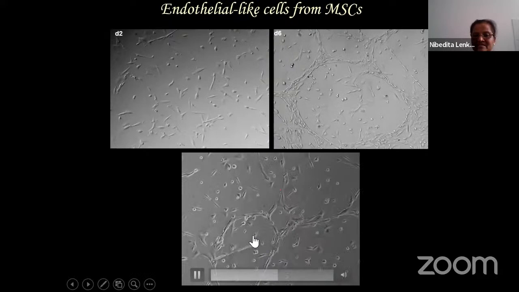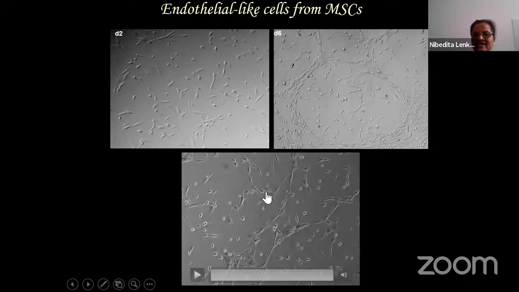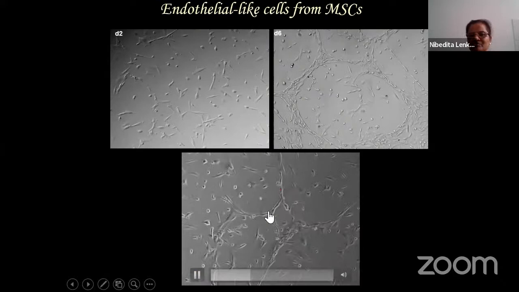They can also differentiate into endothelial-like cells. Endothelial cells form tubular structures. So endothelial tube formation, in fact, happens over a period, as you can see the tube formation from the mesenchymal stem cell. So this is actually the beauty of stem cells.